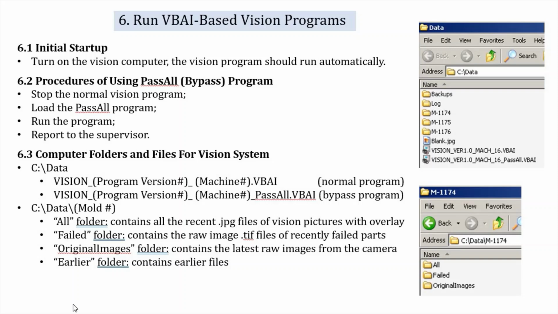Here is some information regarding running vision programs and the computer file structure. To start a normal inspection program, you only need to turn on the vision computer. It should run automatically. If it doesn't run, you can click on the vision program icon or the auto start icon available on the desktop.